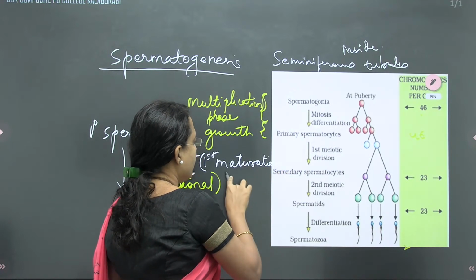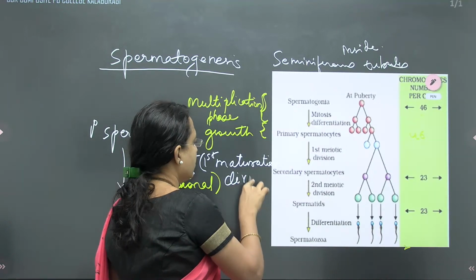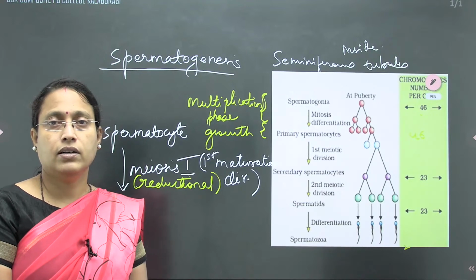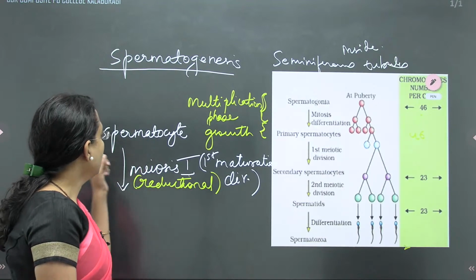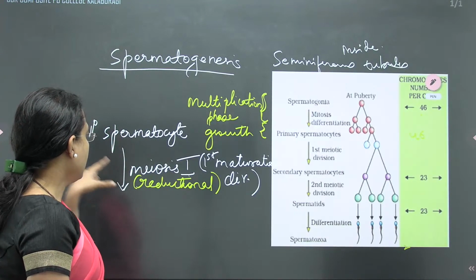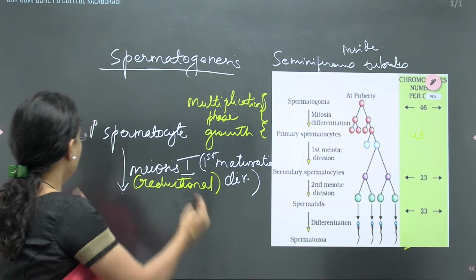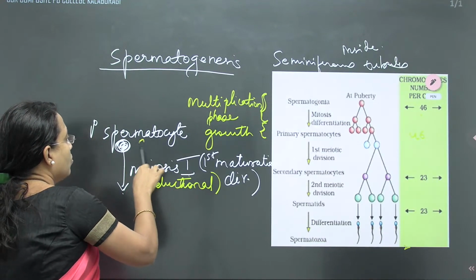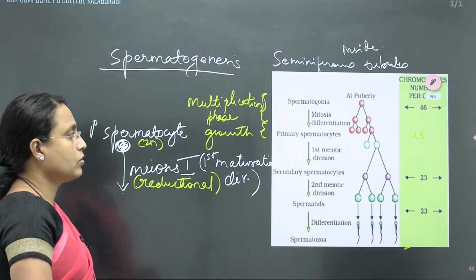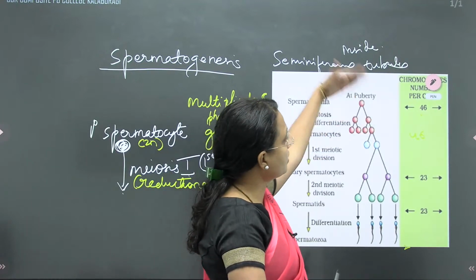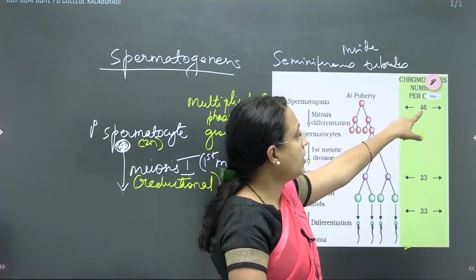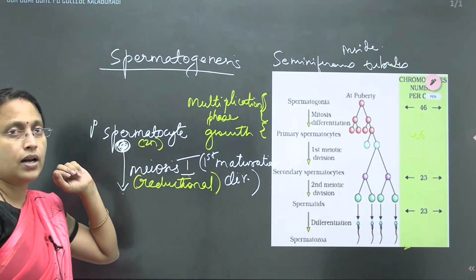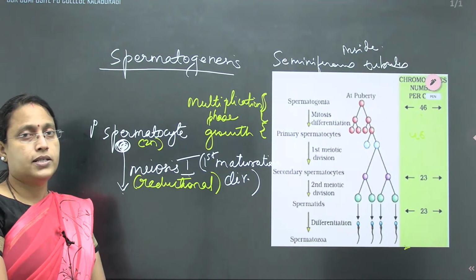It is called the first maturation division. So the primary spermatocyte undergoes meiosis 1. Now if I draw the cell here, this particular cell, the primary spermatocyte, you should know that the chromosome number is 2n. Till the primary spermatocyte, and all cells before it, are going to be diploid.